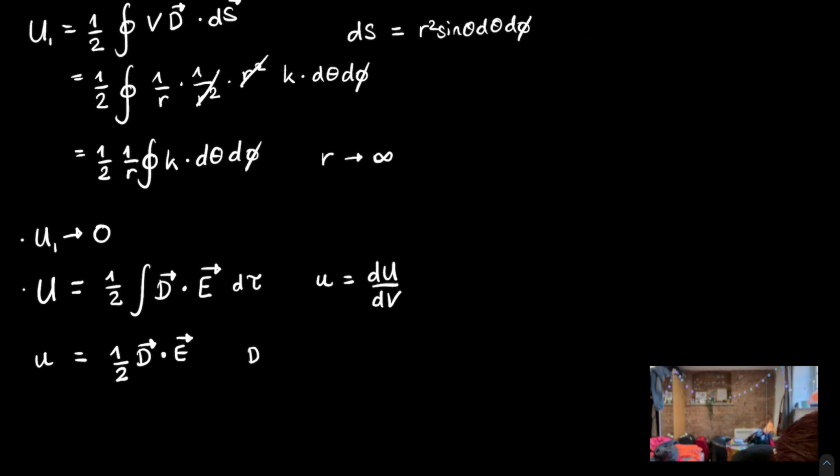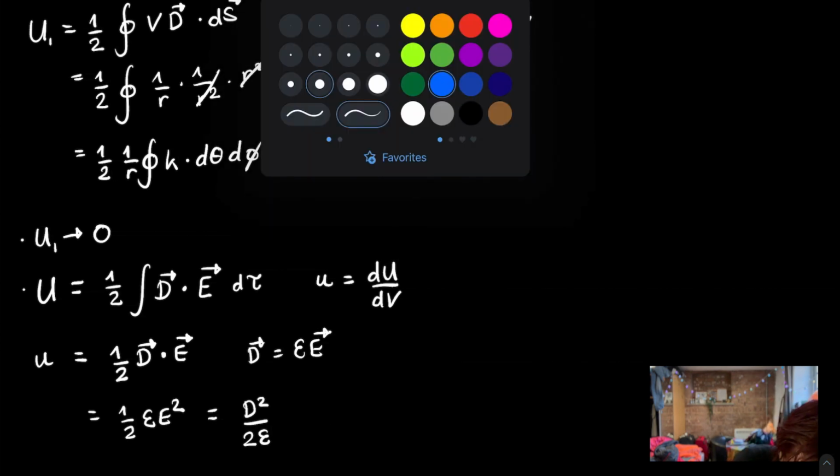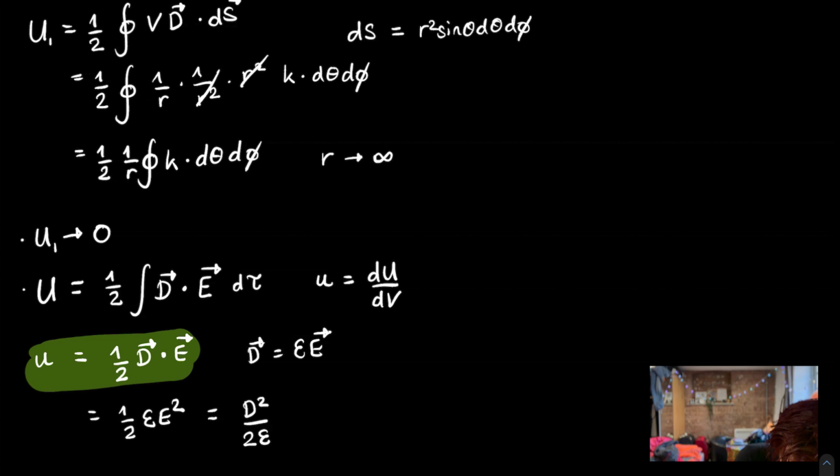And using the fact that D is equal to epsilon E, where epsilon is the permittivity anywhere, not necessarily the permittivity of free space, because we could be in a material, we can also write this as 1/2 epsilon E squared. That's just the magnitude, and this assumes that D and E are parallel to each other. Or equivalently, we could write this purely in terms of the electric displacement, as D squared divided by 2 epsilon right here. So we have this result for the energy density of an electric field.